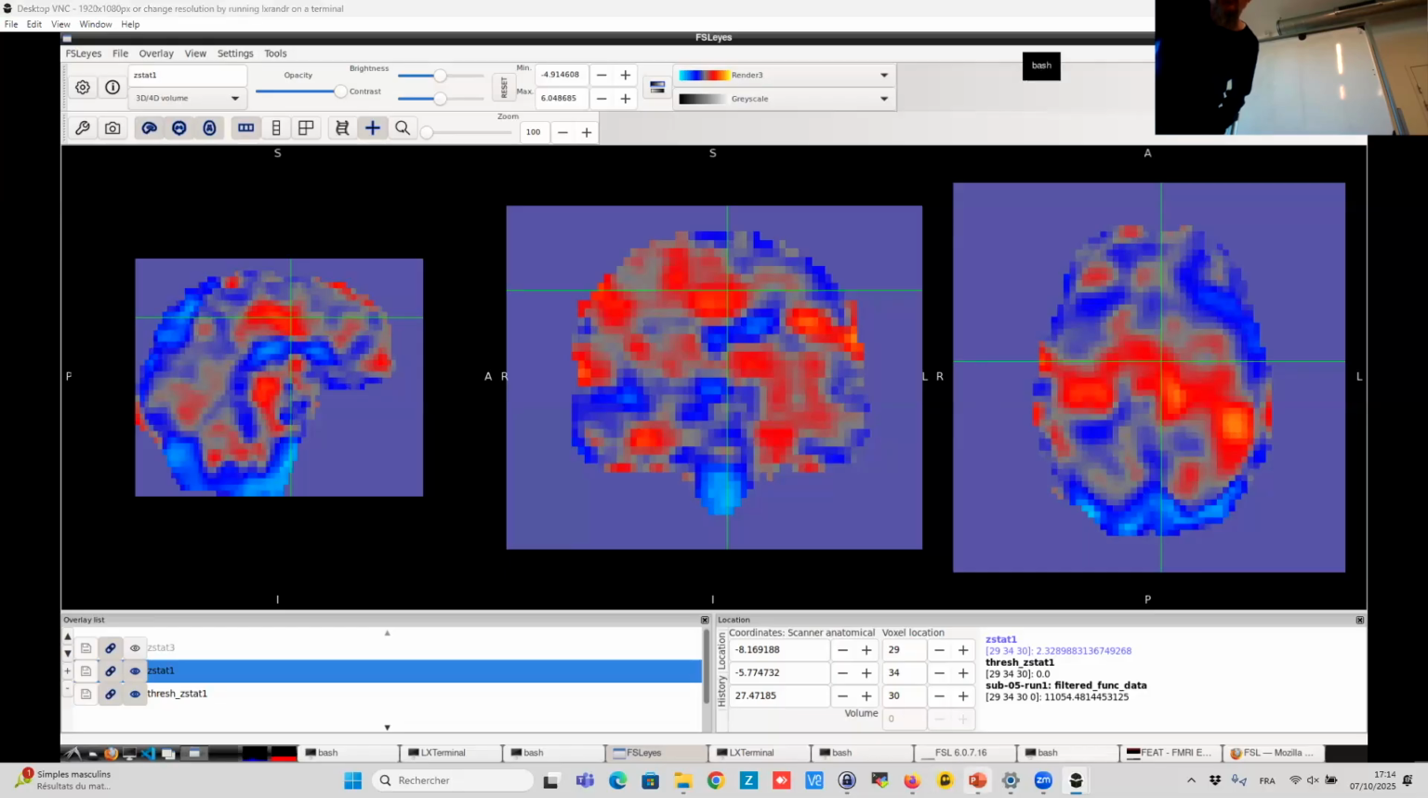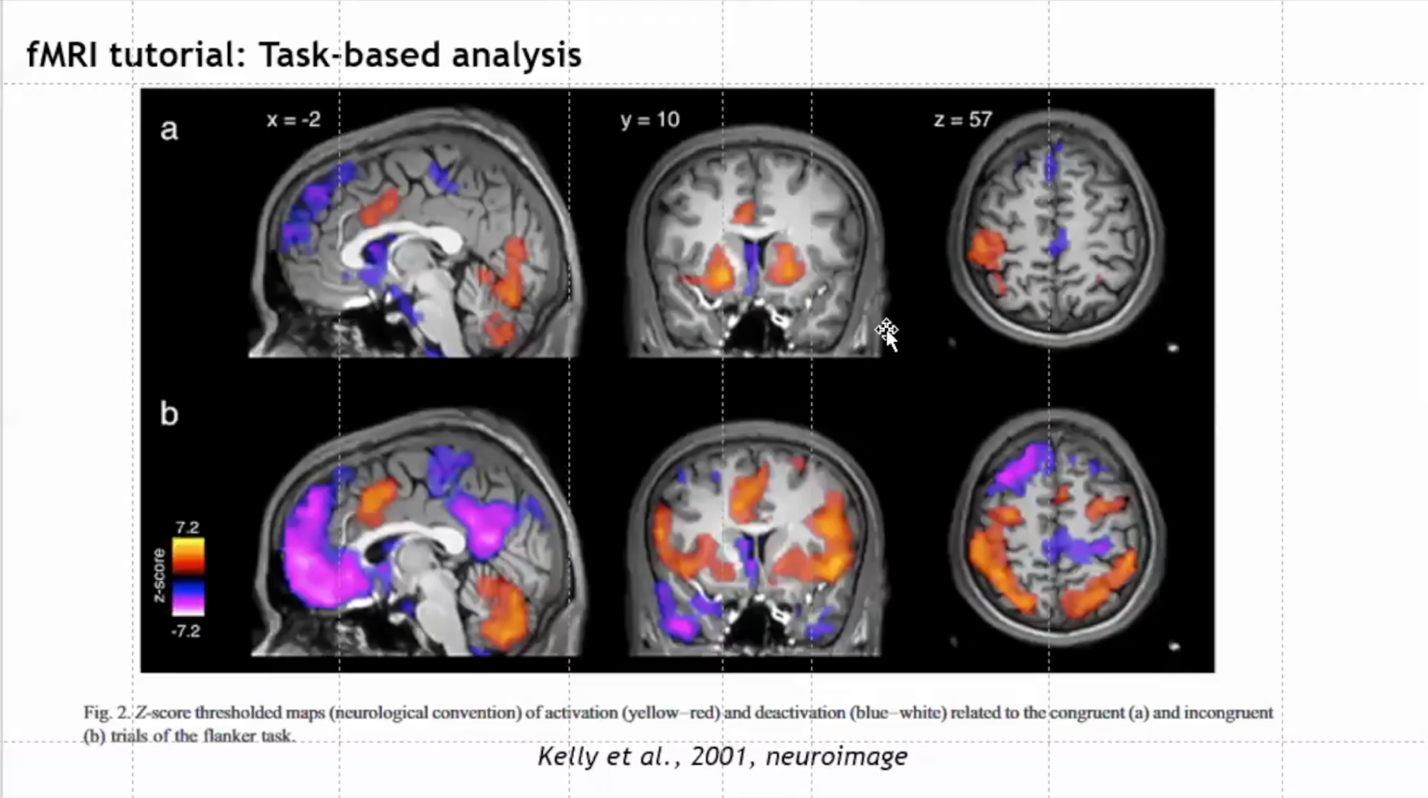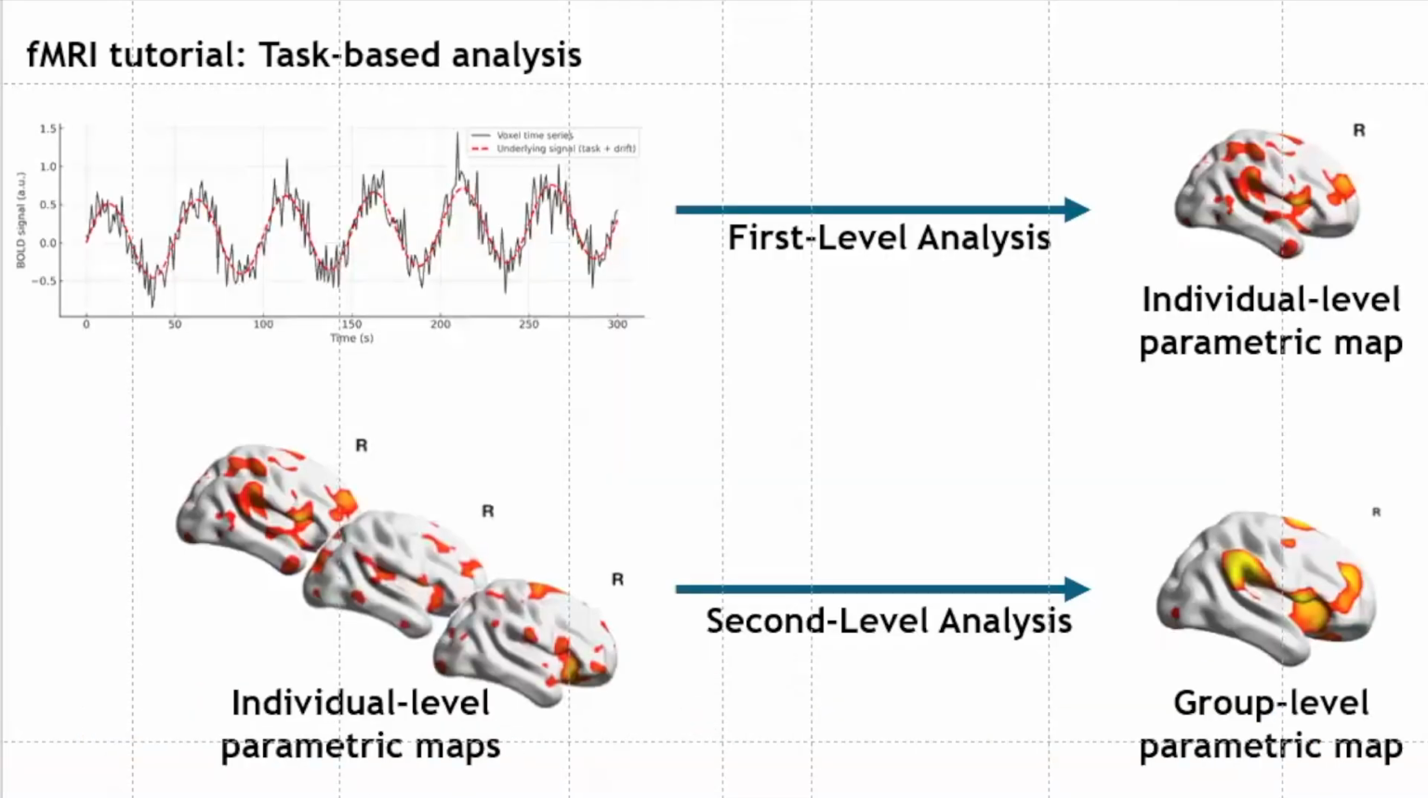So you can compare the data later on based on this paper, Kelly et al. 2001. What we did was this: we have a time series, we ran the first level analysis, and we got this parametric map at the individual level. So you go back and do that for all the subjects, you get all these parametric maps, and you go to a second level. For example, for incongruent versus congruent, you do that for all the subjects.